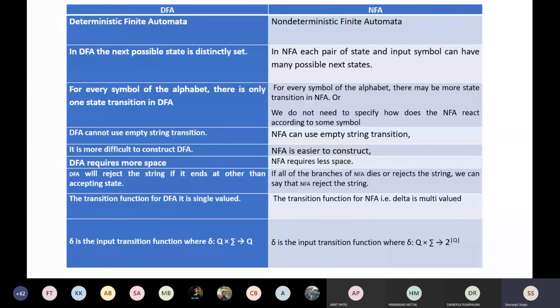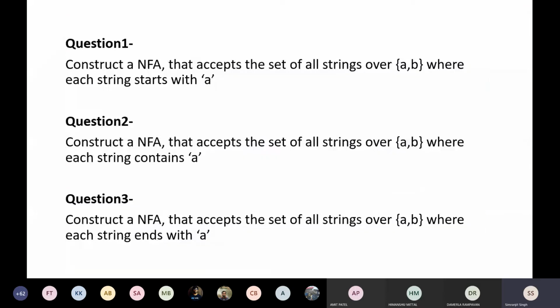Going on further, these are some differences. I think you should read about this. It is fairly easy and readable. Just read about all the differences between DFA and NFA. They are defined in this table, and they are all very simple. If you just look at it, you will understand it. Okay, now let us start with the questions here.